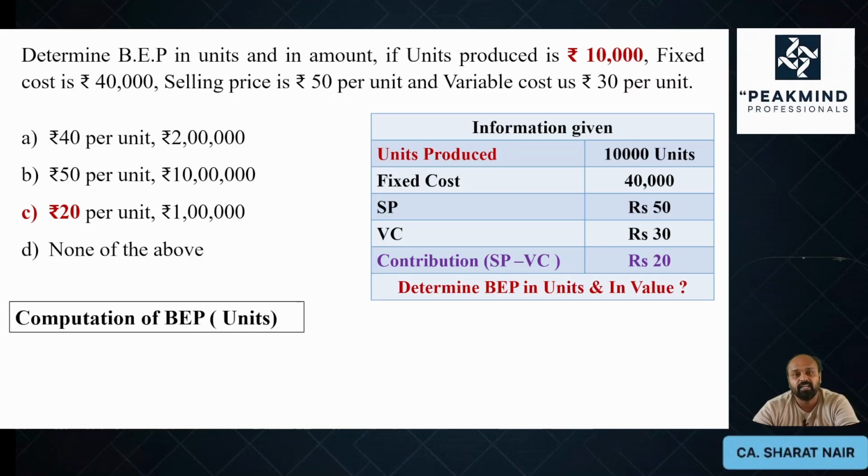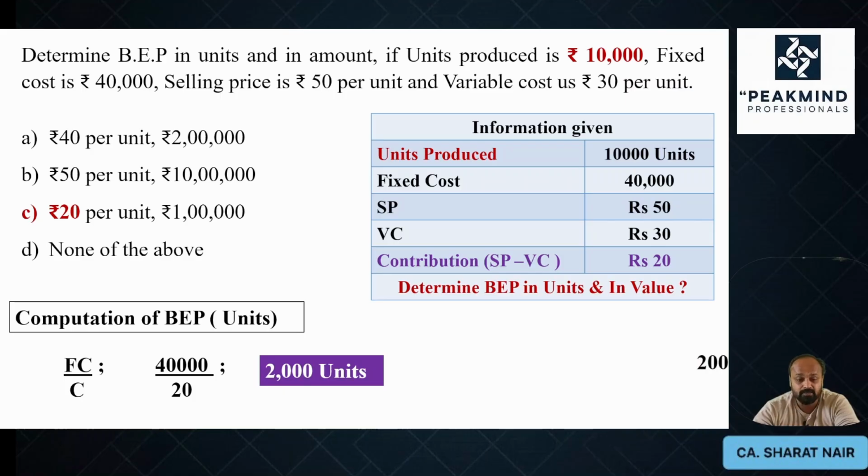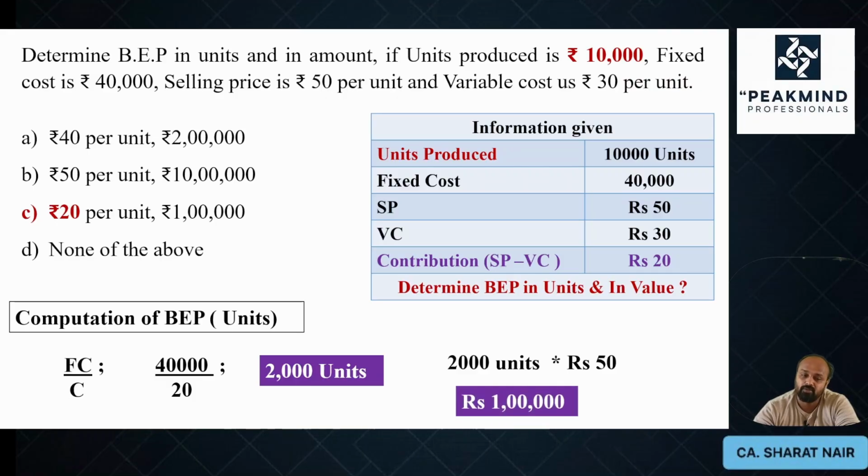So the break-even point in units, the formula is fixed cost divided by contribution per unit. So 40,000 divided by 20. So the answer is 2,000 units with respect to units. In terms of value, it is very simple. 2,000 into just the selling price, which is 50. I will get my sales value of rupees 4 lakh.